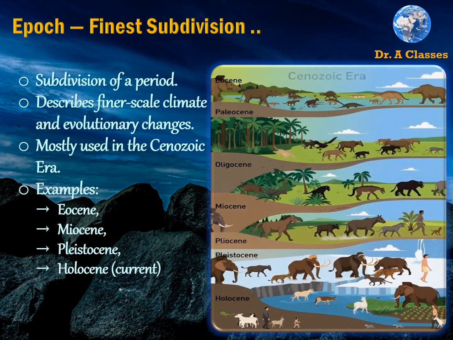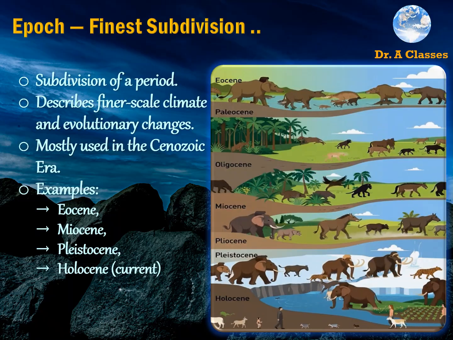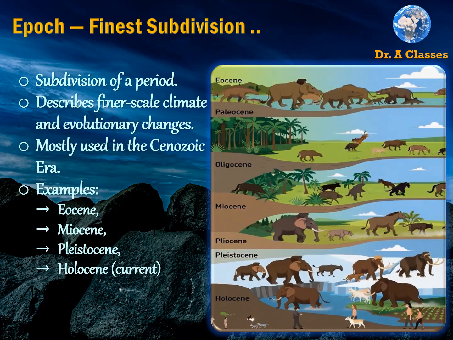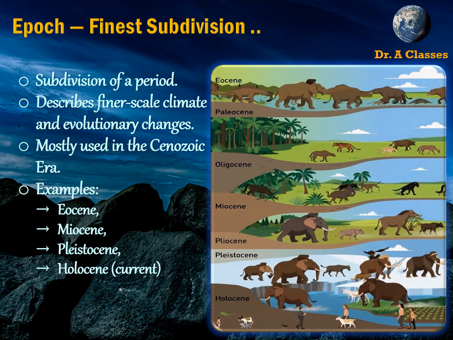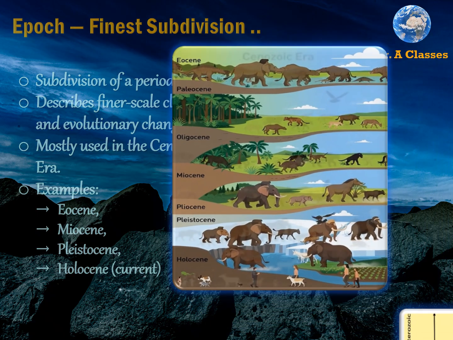Epoch, the finest subdivision. Epochs are the smallest major units in the geological time scale. They capture detailed changes in climate, evolution, and geology. Most epochs belong to the Cenozoic era because recent geological records are more complete. We currently live in the Holocene epoch, which started about 11,700 years ago.